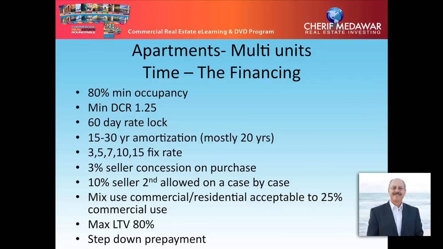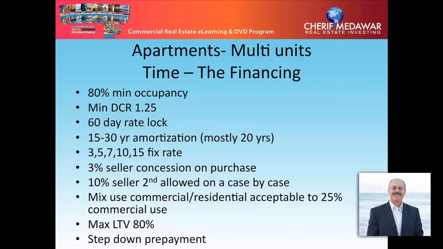You have amortizations. You can get loans for 15 to 30 years. They're mostly 20 years right now. And you can fix the rate 3, 5, 7, 10, or 15 years. Usually the rate is fixed for 5 right now. I'm finding more and more students able to finance 20% down, 5-year fixed, 20-year amortization. They accept seller concession on purchase 3%, meaning the seller can do a kickback of 3%.